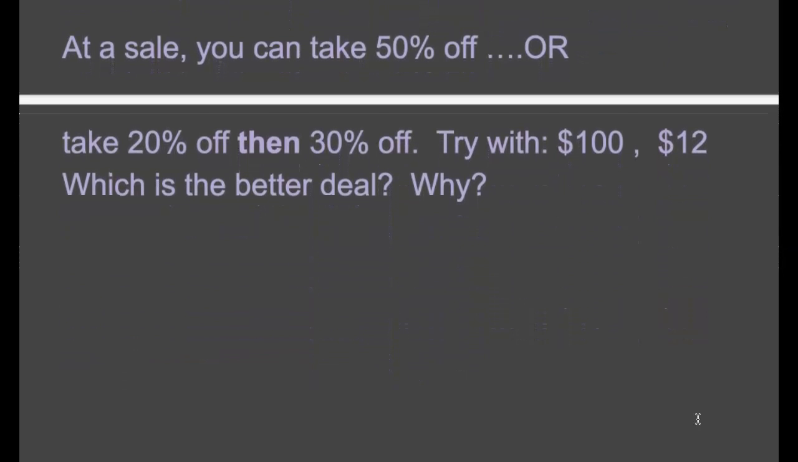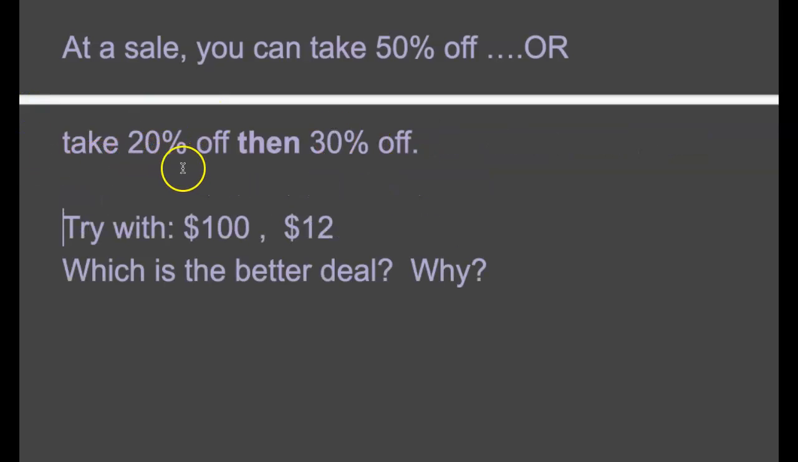All right. Next, we have a sale. You can take 50% off, or you can take 20% off and then take another additional 30% off. And this is based on a real story. I saw this at JCPenney's one time, and I'm like, oh man, they're testing our math skills here.